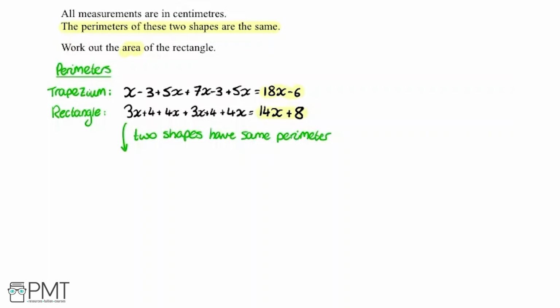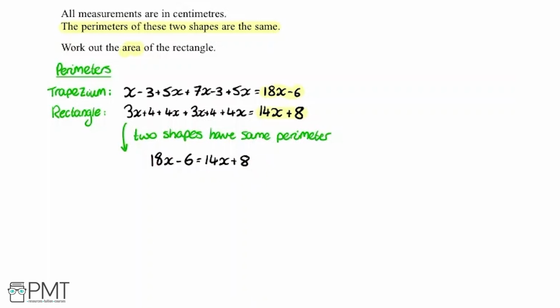Now we're told that the two shapes have the same perimeter. Therefore, what we can do is we can say, well, that's going to mean both of these are equal because both the perimeters are the same. So we can say 18x minus 6 equals 14x plus 8. So now what we've got is an equation that we can solve.